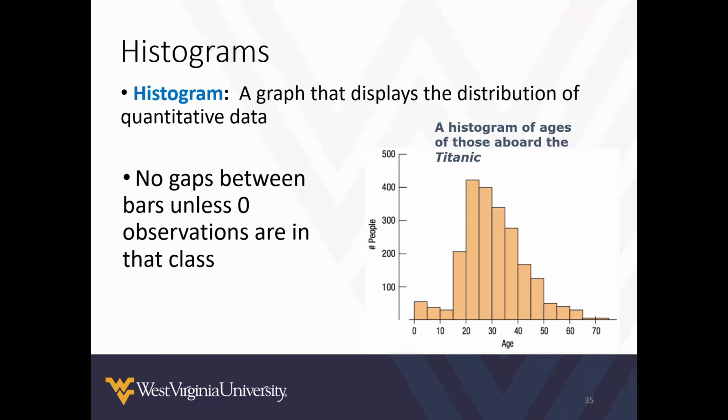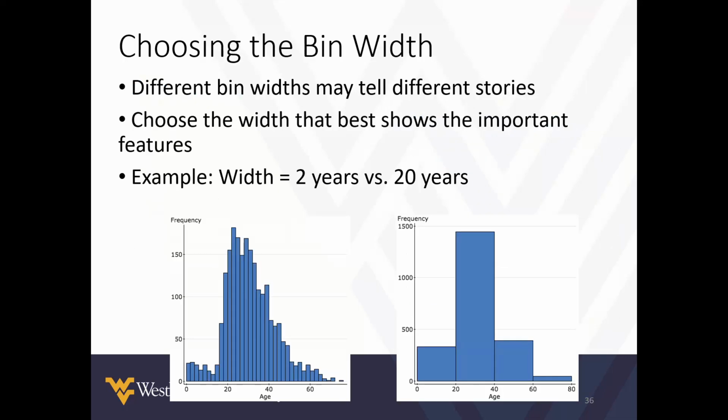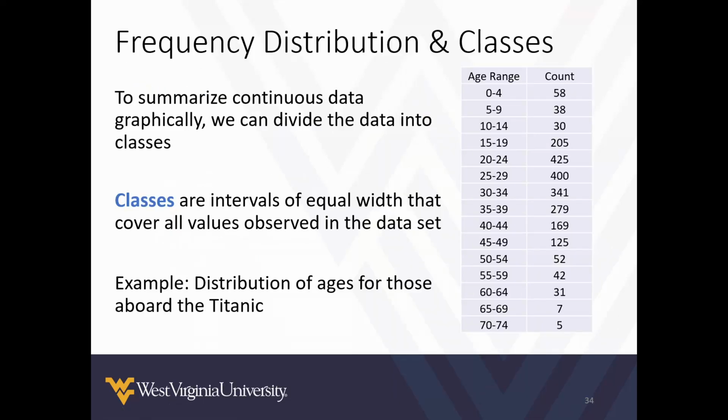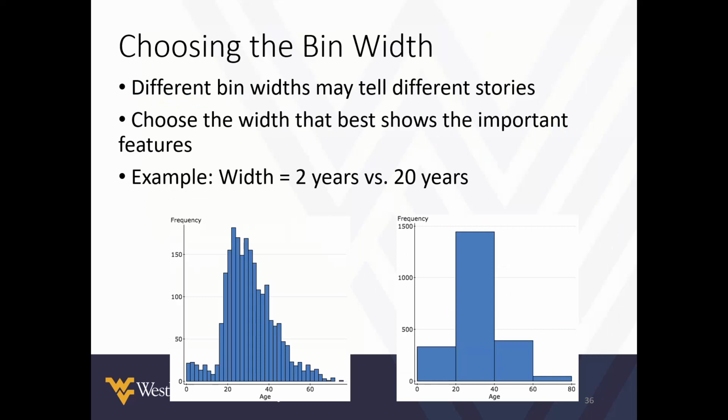How can you tell the difference? Look to see if there are gaps or spaces between the bars. So one thing with histograms is we do have the ability to determine the bin width, which tells us how large our classes are, basically. Do we make each bin, each bar, 2 years, or do we make it 20 years or 4 years like we did here? It's up to us.